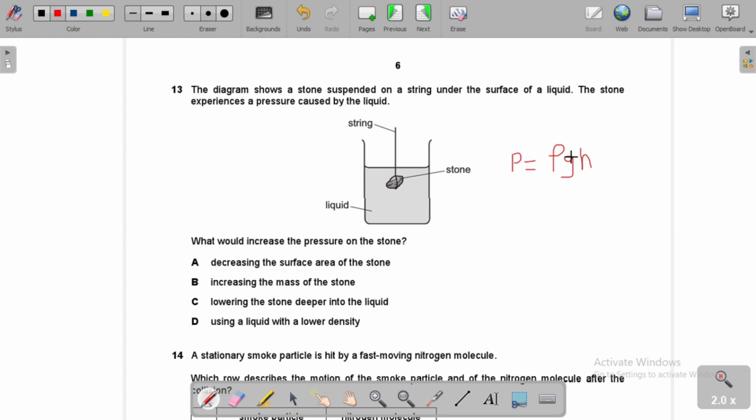The pressure will increase if it is in a place where the gravitational force increases. It will increase if the density increases. It will increase if the height increases. But let's look at it. Decrease in the surface area of the stone. Nothing is talking about the surface area of the stone here. Increasing the mass of the stone. Lowering the stone deeper into the liquid. Using a liquid of lower density. When the density is lowered, this one cannot be correct. The pressure reduces. Decreasing the surface area, lowering the stone deeper. If you lower the stone deeper, that means the height increases. The height increases. So this is the answer.